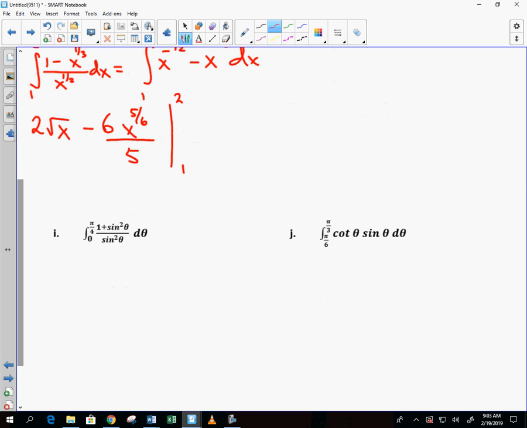Plug in 2. We get 2 roots of 2 minus 6/5 times 2 to the 5/6 power. 2 to the 5th is 32, so the 6th root of 32. And then I'm going to have to subtract. What do I do now? What do I plug in? 1. Plug in 1 and you get 2 minus 6/5.